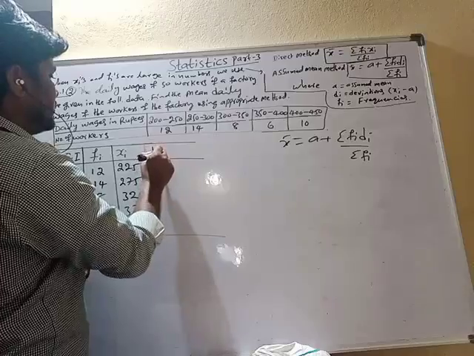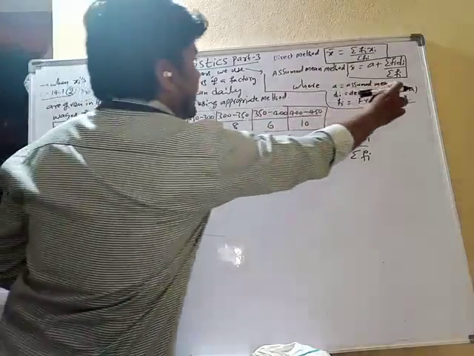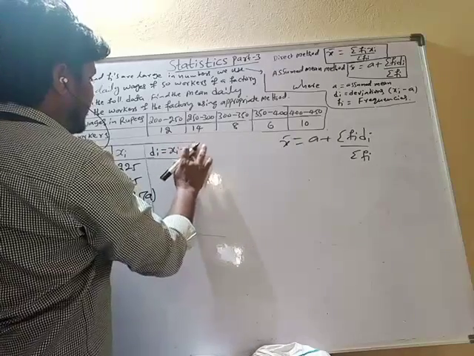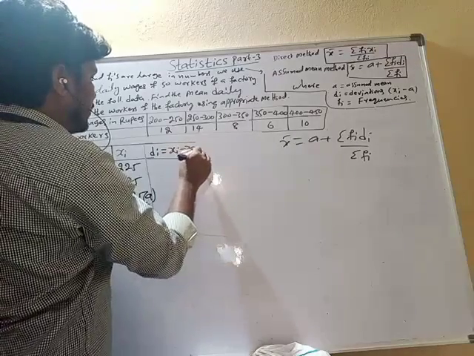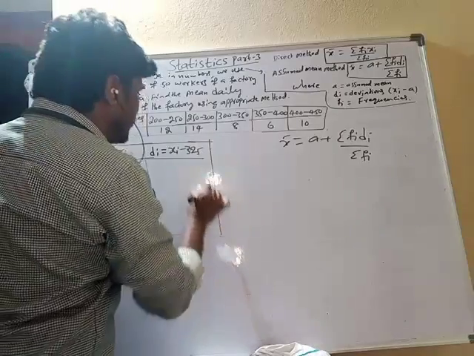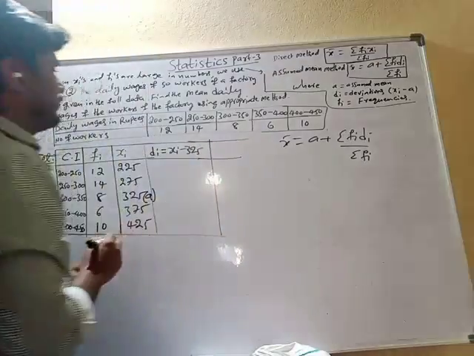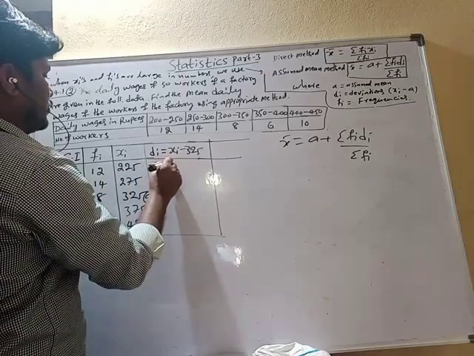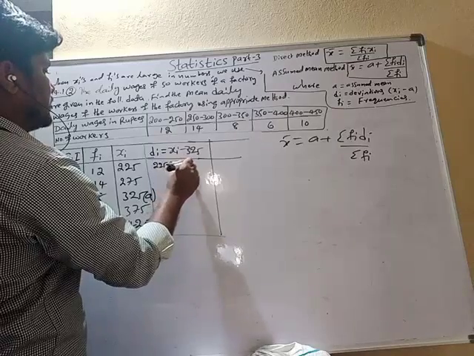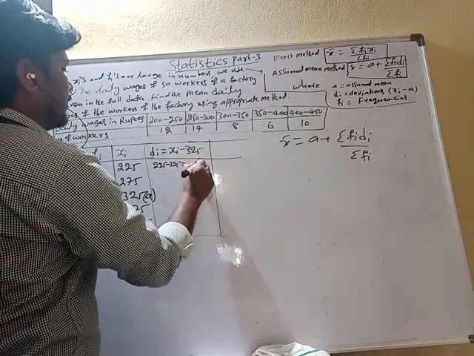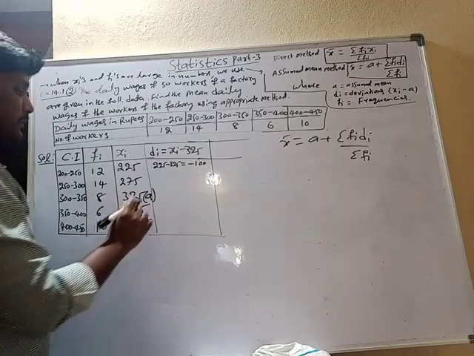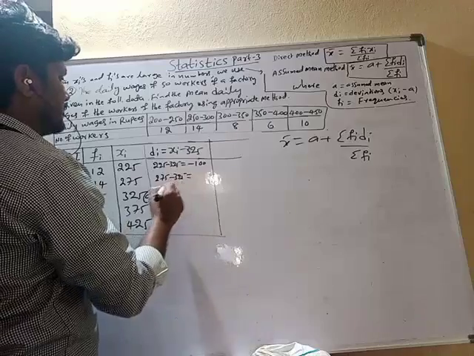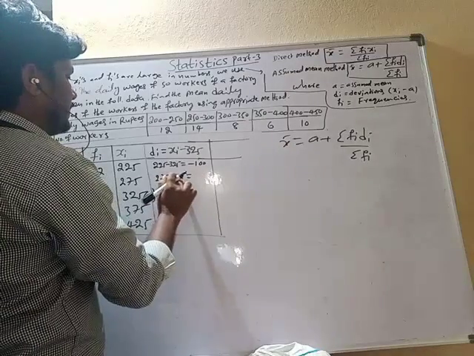Then define di, the deviations, which is nothing but xi minus a. What is a? A is 325, you have to take. Then calculate: xi is 225, 225 minus 325, how much do you get? That is minus 100. Then 275 minus 325, that is minus 50.